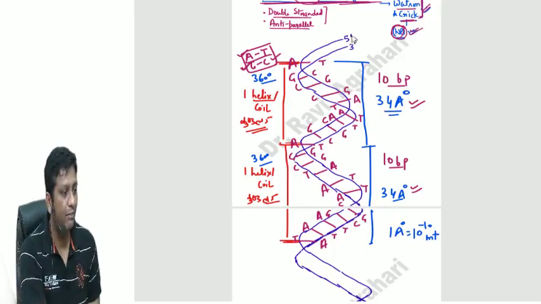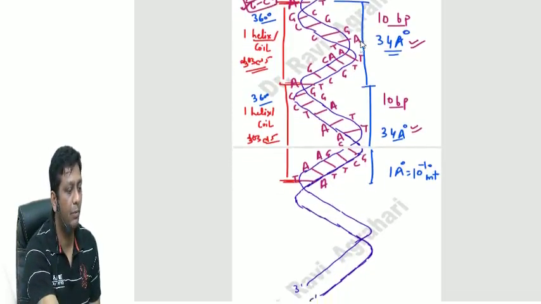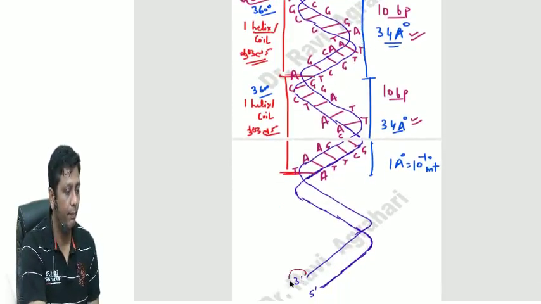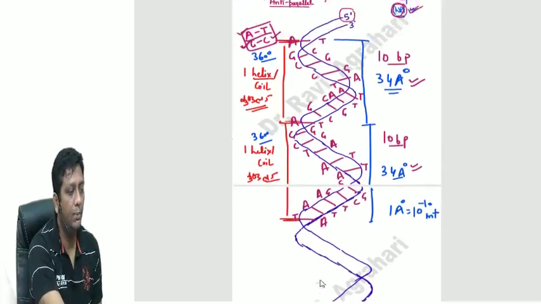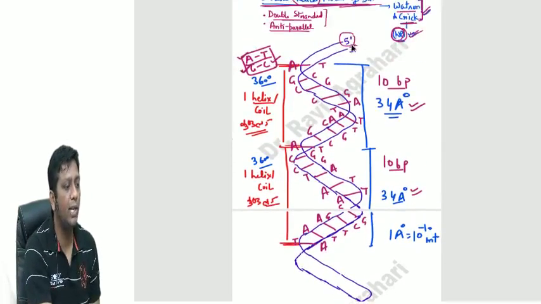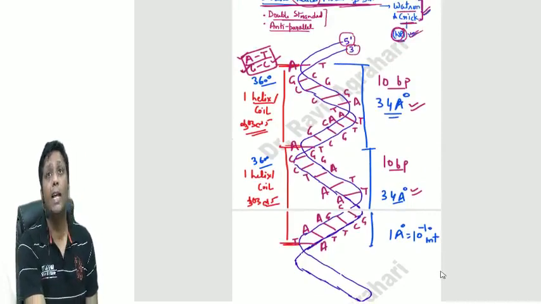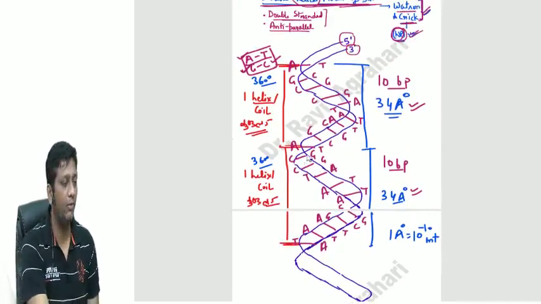One side has a 5 prime. The opposite side of the 5 prime is 3 prime. The opposite of 3 prime has a 5 prime. This shows that DNA is anti-parallel. And DNA is a helical type. Helical means just like you see here.